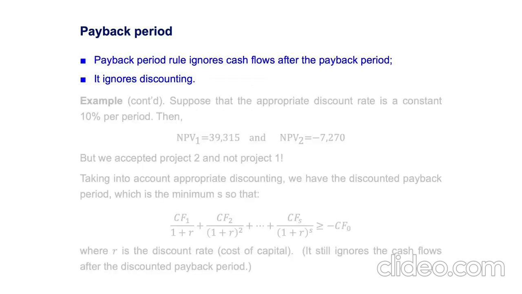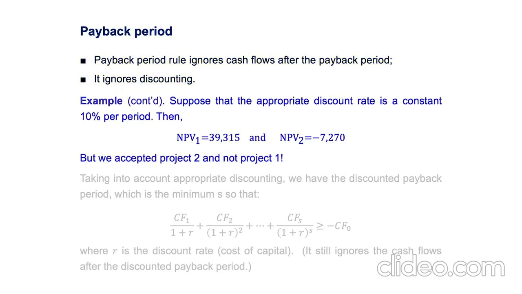But looking at the two projects more carefully and what the payback period does, it has two obvious shortcomings. First, the rule ignores cash flows after the payback period. For example, project 1 has substantial cash flows in year 5 and 6, which are totally ignored in the decision. Second, the rule ignores discounting. Both of these omissions can lead to deviations from the optimal decision.